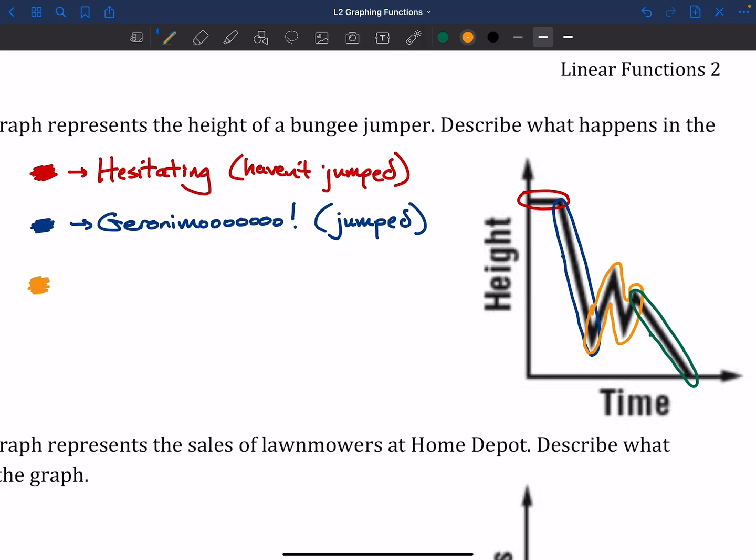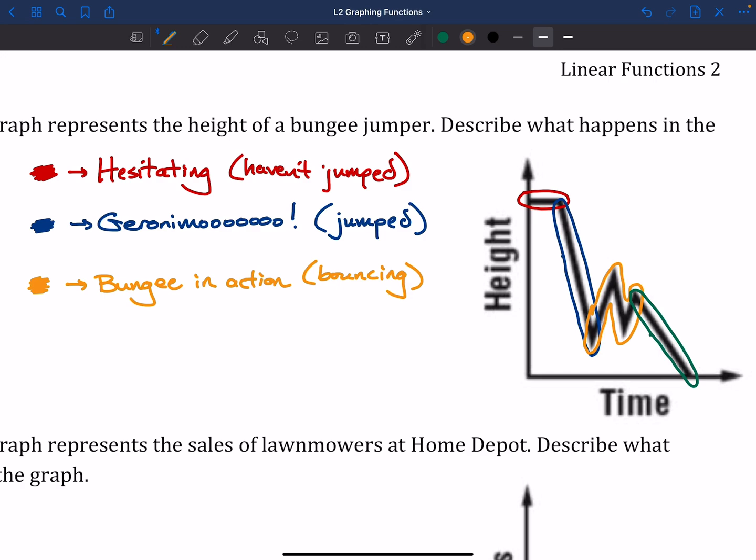After that orange piece, we go up and then down and then up a little bit again, right? So that's the bungee cord in action. Right, we're kind of bouncing up and down, right? Because again, on this one, the y-axis is talking about our height, right? It's describing how far we are off the ground.